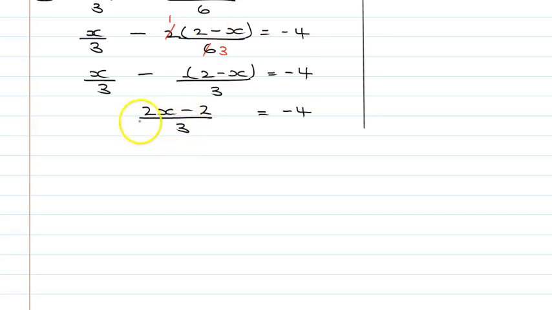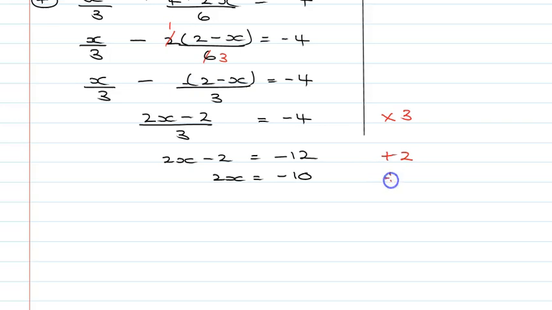Because the whole of the left-hand side is now divided by 3, I'm going to multiply by 3. That's the inverse, leaving me with 2x minus 2 equals negative 12. Finally, I'm going to add 2 to both sides, and that will give me 2x equals minus 10. And then I'm going to divide through by 2 to solve and isolate x, giving me x equals negative 5.